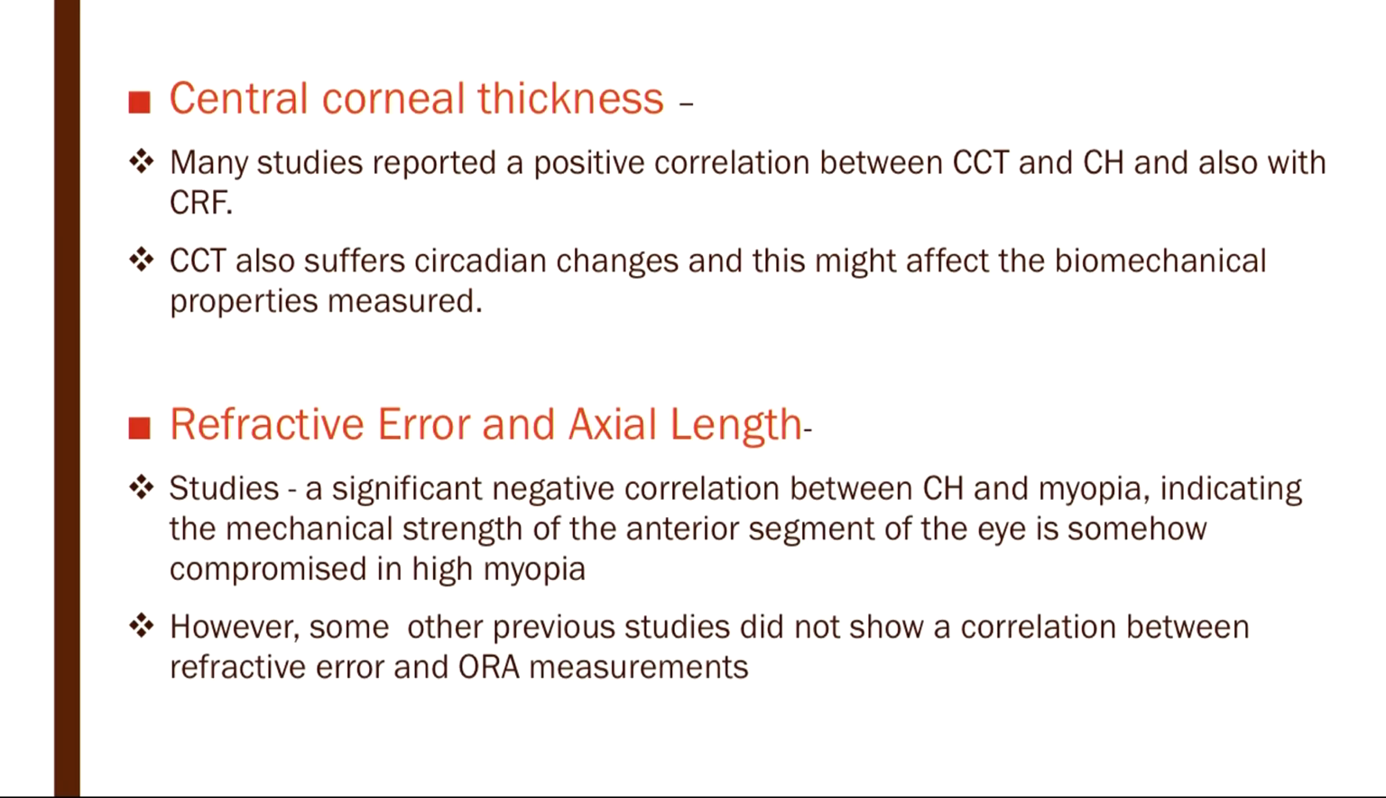Central corneal thickness. What happens if a cornea is thick or thin in a patient? Many studies have reported a positive correlation between corneal thickness and hysteresis, and also with the corneal resistance factor. It's also important to remember that there may be a circadian rhythm of the corneal thickness, so the biomechanical properties may also fluctuate. What about myopes? Studies have shown that myopic eyes are weaker eyes. There is a negative correlation between hysteresis and myopia, indicating that the mechanical strength of the anterior segment of the eye is somehow compromised in high myopia.